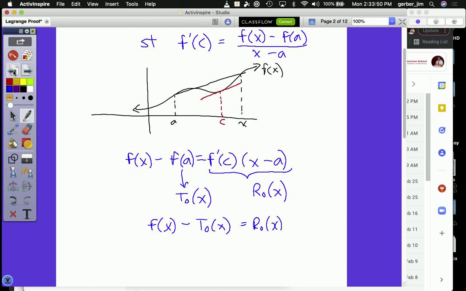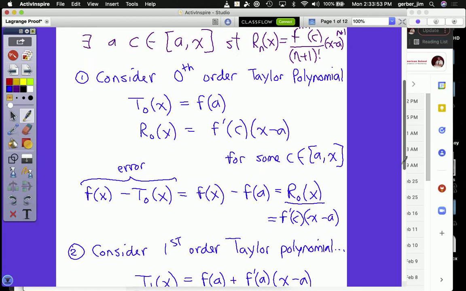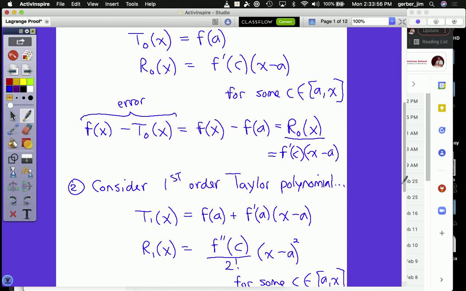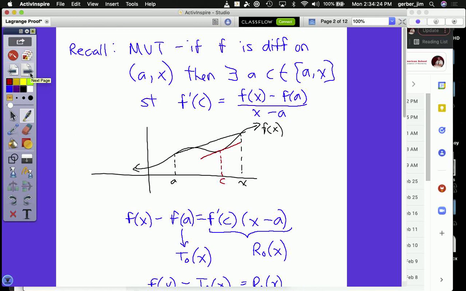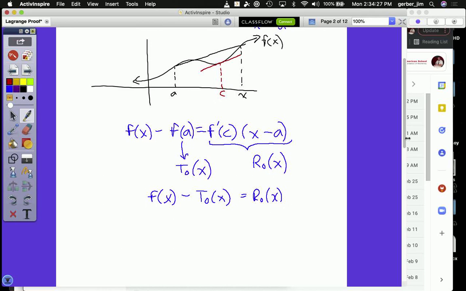And if we go back a page, you'll see that that's what we just had. f at x minus T0 at x equals f prime at c times x minus a. So our error, rather, when we use a 0th order polynomial, we can actually get that same result without using Lagrange's theorem, simply by using the mean value theorem. Okay, so we've sort of confirmed that it works for the first order approximation.